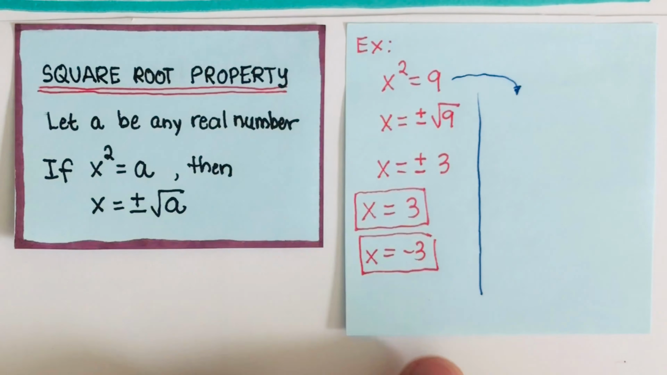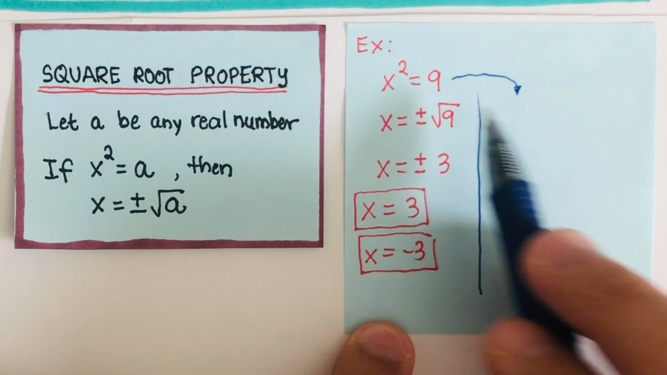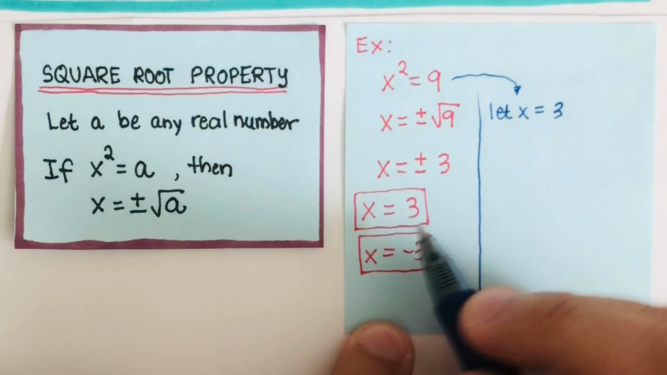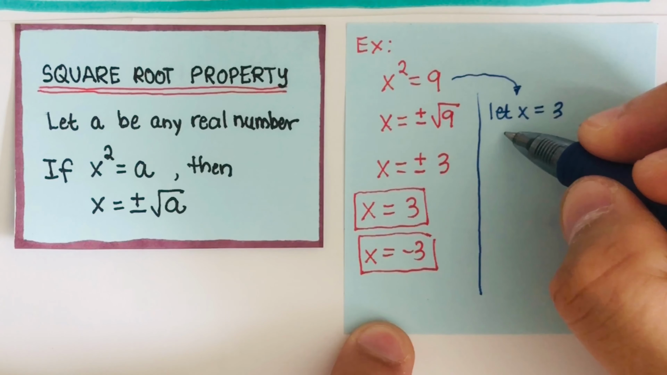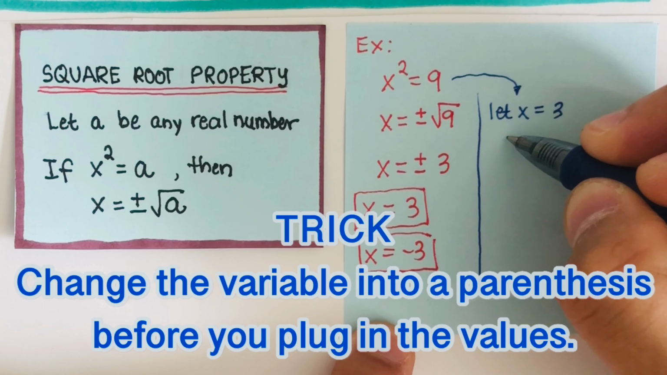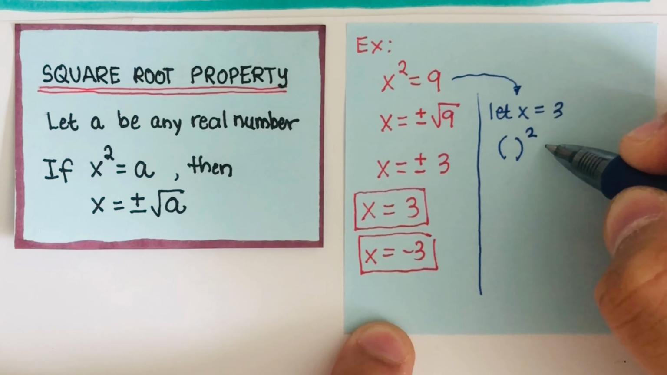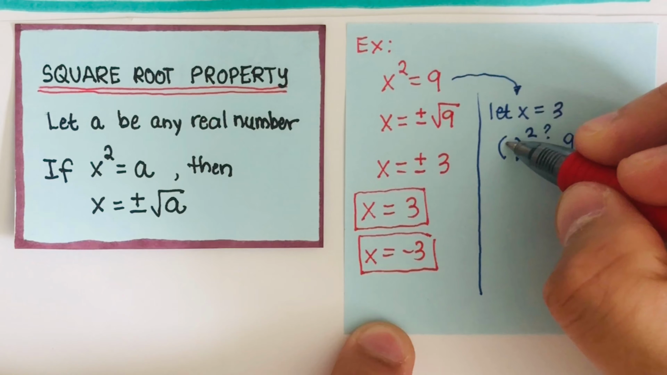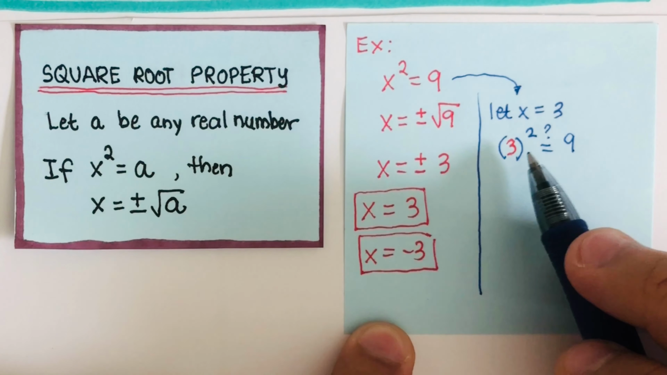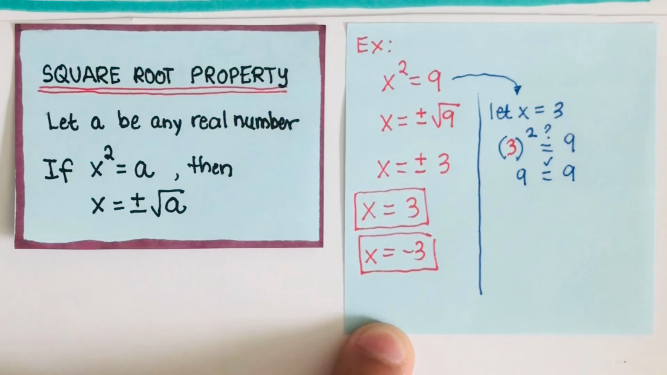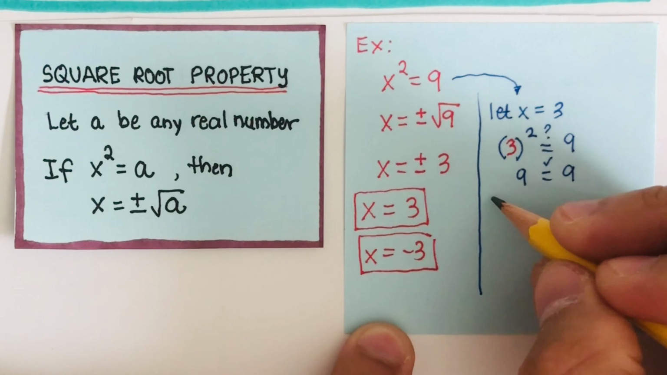Let's check the work on the side right here. I'm going to rewrite this. We let x be equal to positive 3 first, so then I plug it in. Remember, when we plug in values or check answers, be sure that we change the variable into a parenthesis first before we plug in values. So that would be parentheses squared. Is that equal to 9? Our x is positive 3, so I put in 3 right there. 3 squared is equal to 9, and so 9 is equal to 9. So this works if x is positive 3.